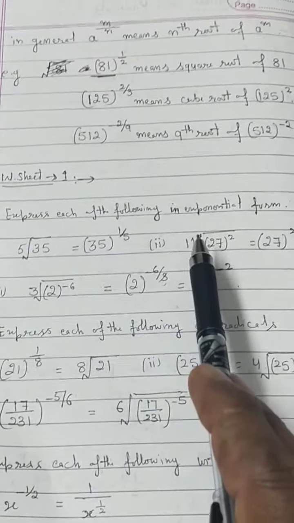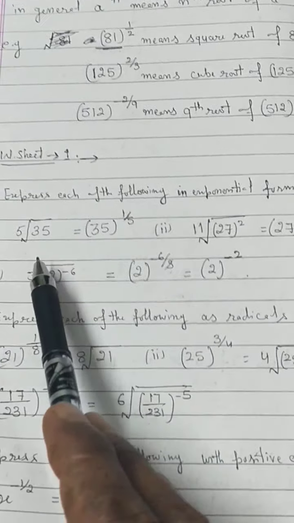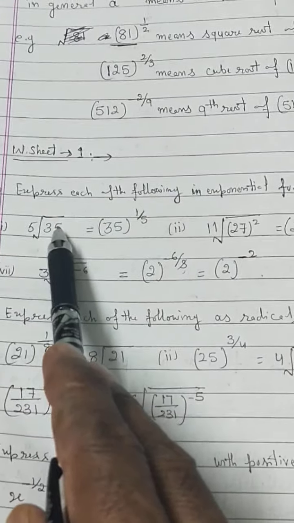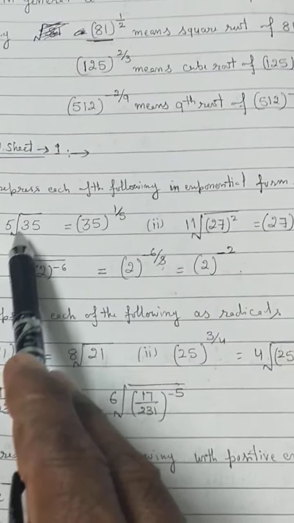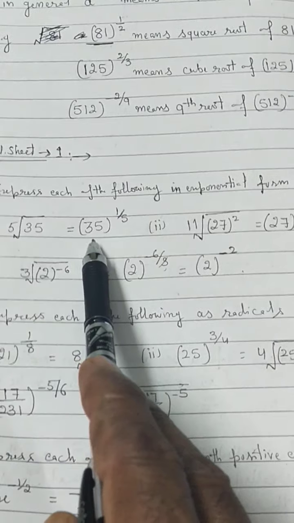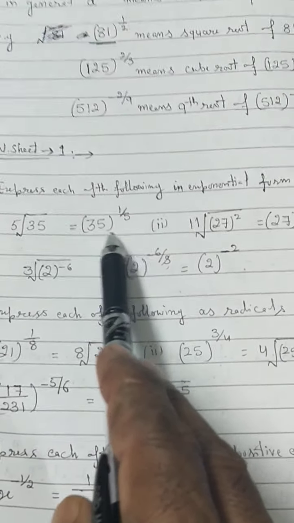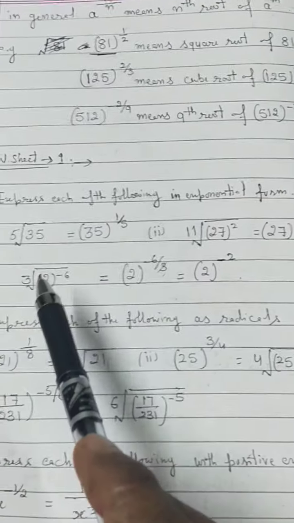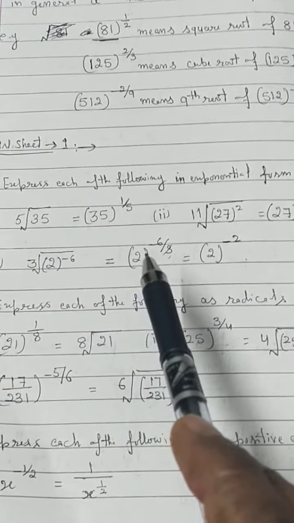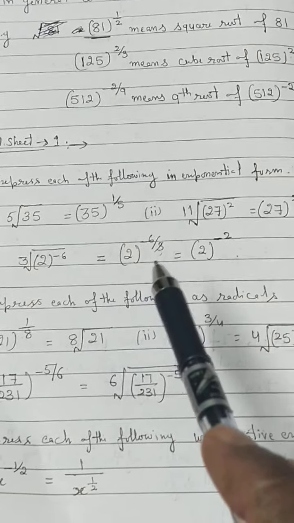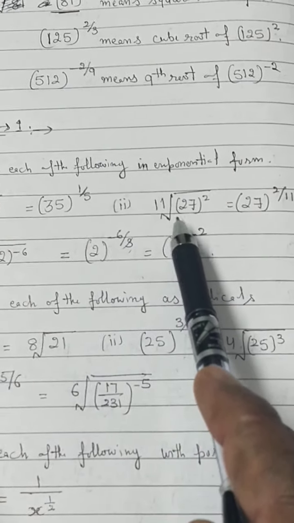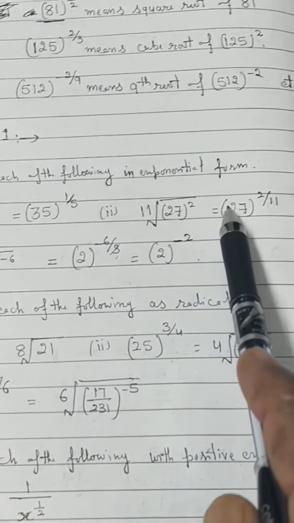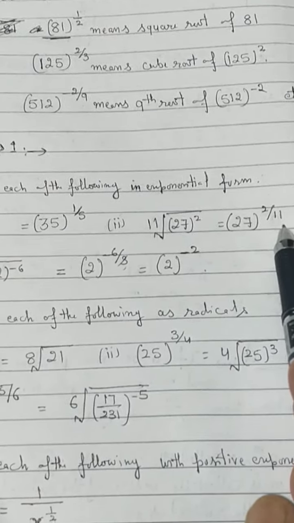Express each of the following in exponential form. Here the radical form is given. This whole is called your radical form, and this is called your radical sign. Fifth root of 35 can be written as 35 to the power 1 upon 5. This is your exponential form and this one is your radical form. I take 2 or 3 examples here; the rest you have to try to solve. Next, the 11th root of 27 squared can be written as 27 to the power 2 upon 11.